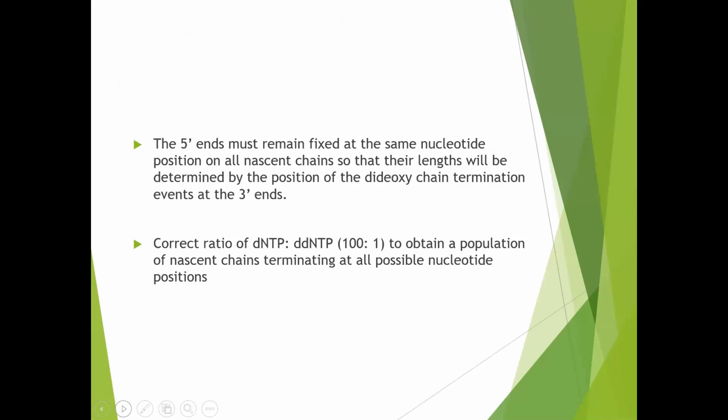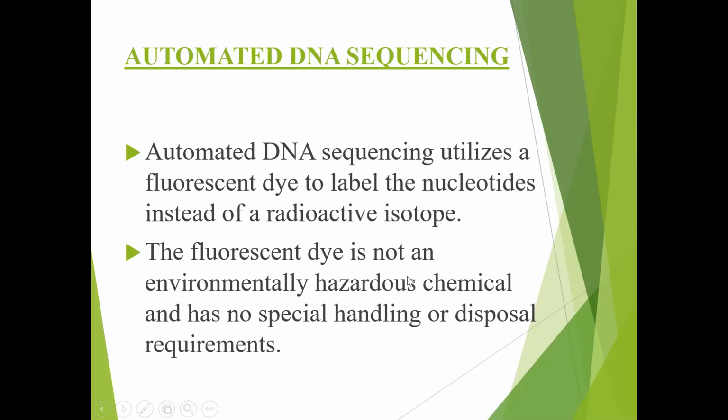Yeah, as we discussed, in this technique the 5' ends of all the fragments must remain at a fixed nucleotide, and the lengths of all the nascent chains will be determined by the position of the ddNTP at the 3' end. That means that's the base where the chain termination took place. And by maintaining the correct ratio of dNTP and ddNTP at 100:1, we can get the population of nascent chains terminating at all possible nucleotide positions. So that's about Sanger's dideoxy method of DNA sequencing.